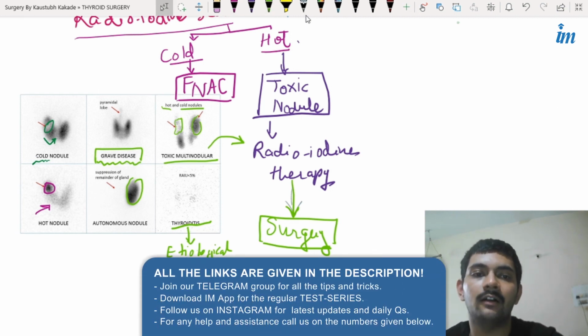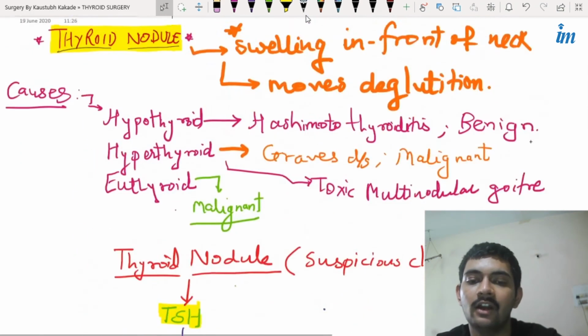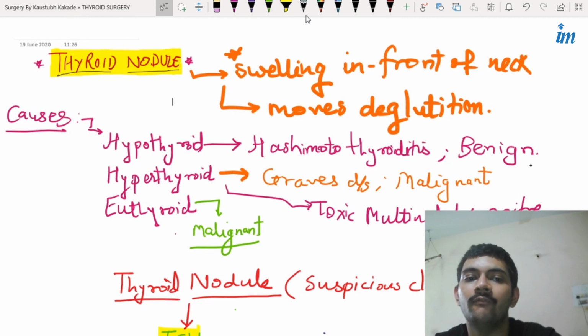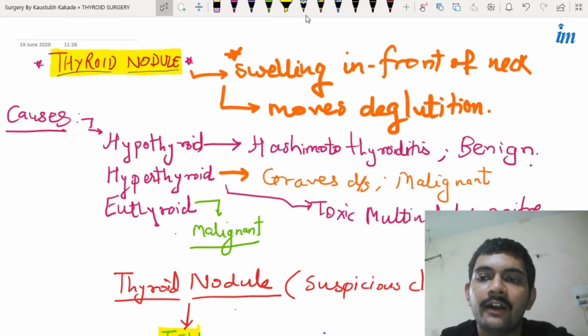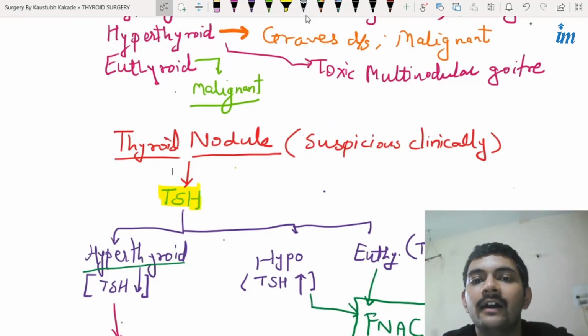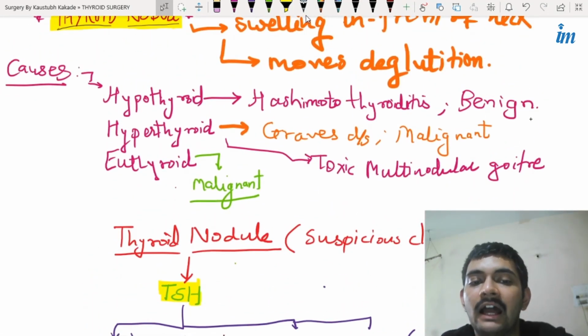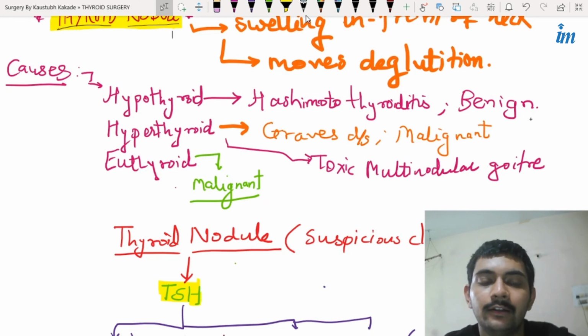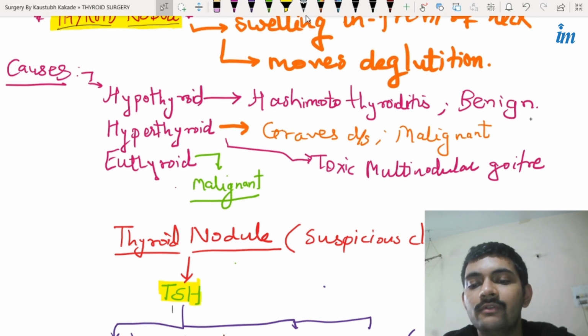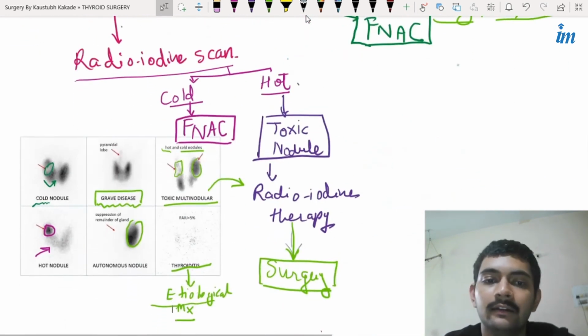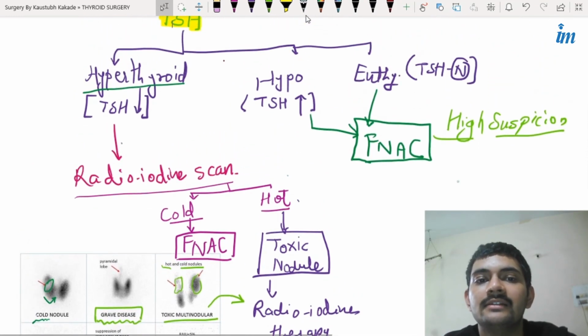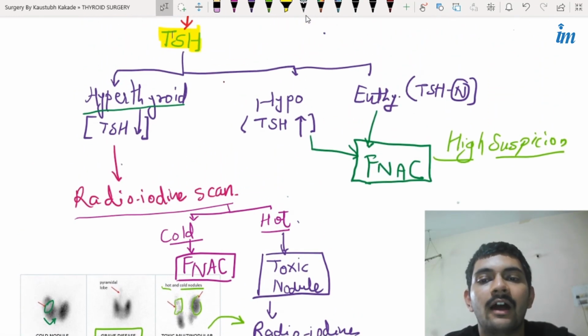So overall, if you take a look at this video, what we have learned is, firstly, what to do when you have a neck swelling. You have to identify a swelling in front of the neck which moves with deglutition. Causes can be hypothyroid, could be Hashimoto thyroiditis, benign; hyperthyroid can be Graves' disease or malignant; euthyroid can be a toxic multinodular goiter or it could be a malignant one. Then a thyroid nodule which is clinically suspicious of malignancy, go for TSH levels. This TSH level will tell you whether it is hyper, hypo, or euthyroid.